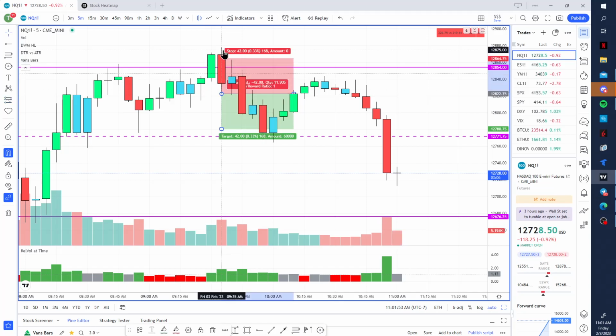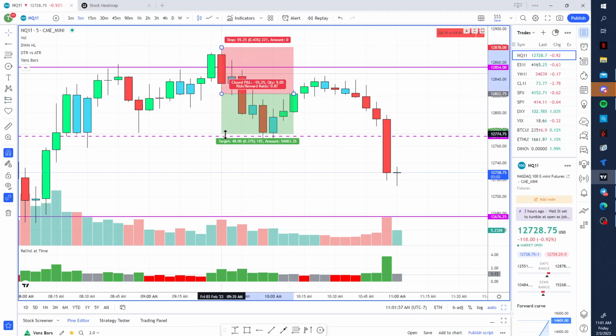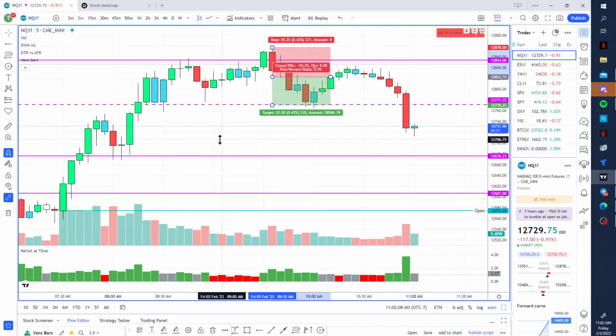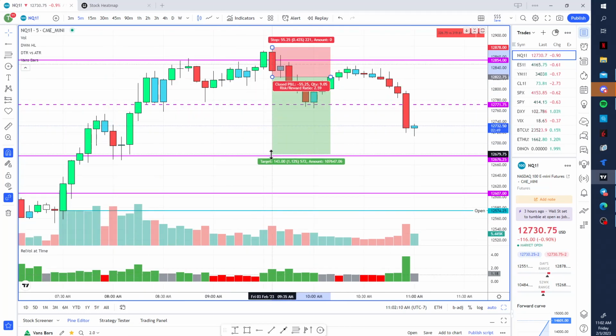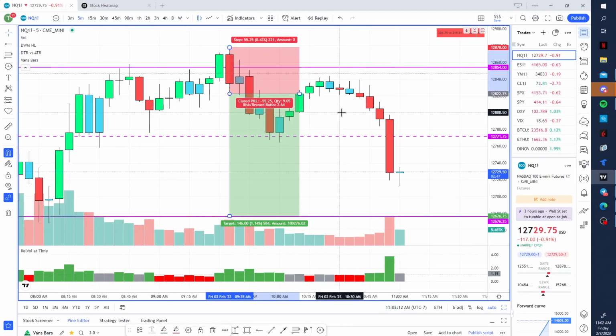You would short the low with the stop above the high. So you're risking 55 points, and your first target is about 52. So that's a 1-to-1 trade. That's not too ideal, you know, unless you're looking for a reversal all the way down to the next level. Now that makes a lot more sense. That's 2.64. You're targeting 146 points and risking 55.